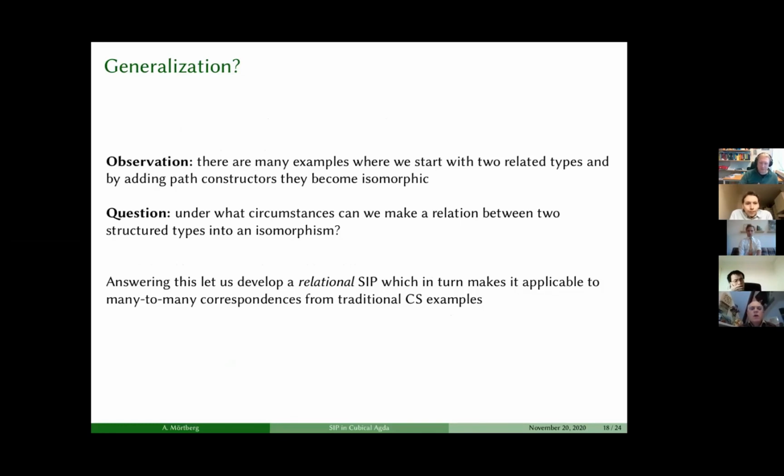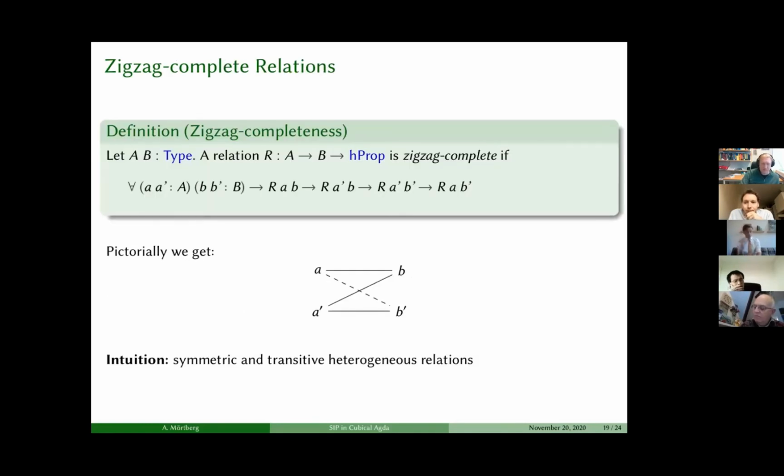So what we asked then was, under what circumstances can we make a relation between two structured types into an isomorphism like this? And this led us to this relational form of the SIP, which I'll show you in a minute. Right. So the relational SIP, that's the last thing I'm going to show.